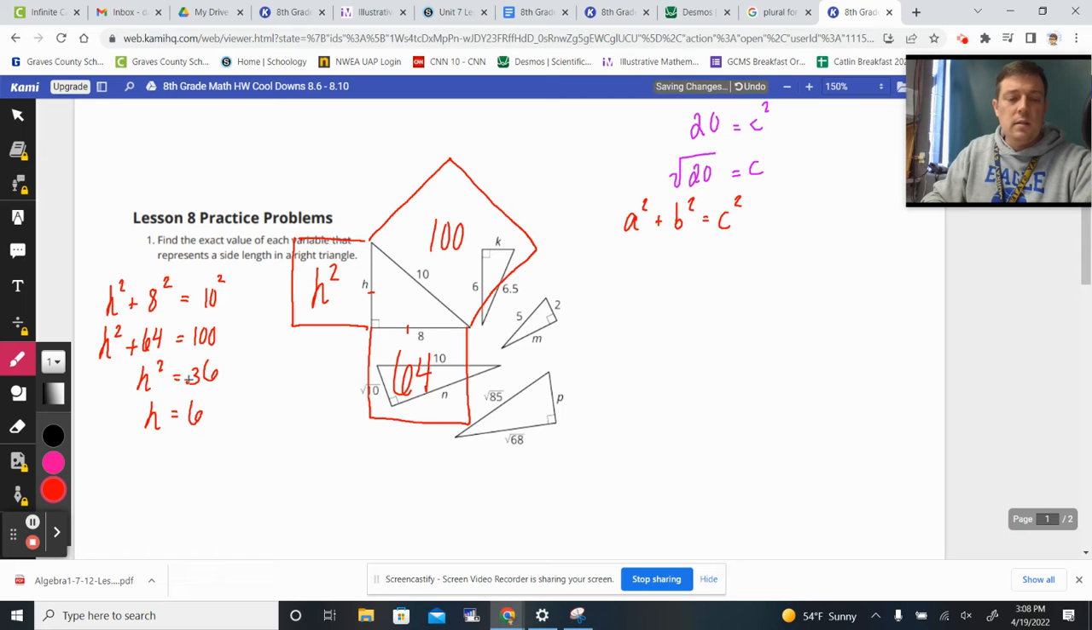But in some cases, we won't know what that number is, and so we just put a square root around it. We could have written it like this. But these two things are the same. So for h, you could say 6 or root 36.